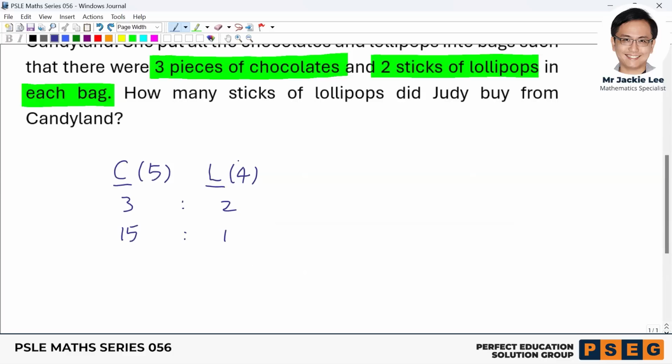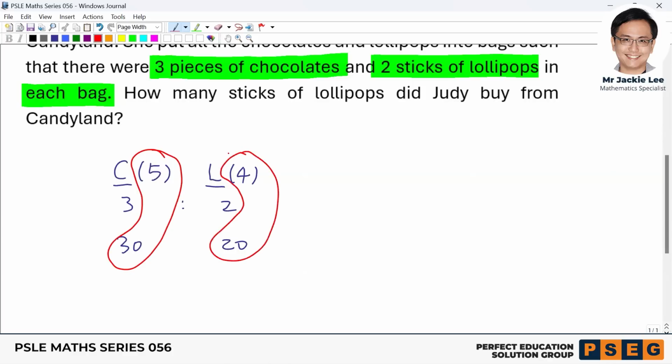So it seems like this 15 to 10 is not suitable. After that, I think we should try 30 and 20 instead. Yes or no? I think yes, right? Between these two, yes, divisible. Then between these two, also divisible, right? So therefore, we will base on this one as the basic set.